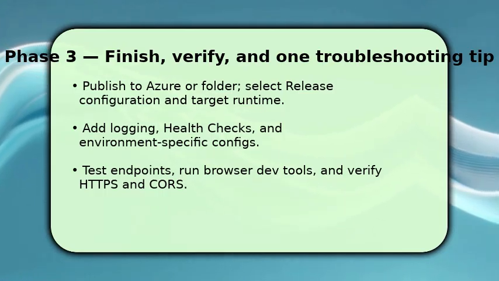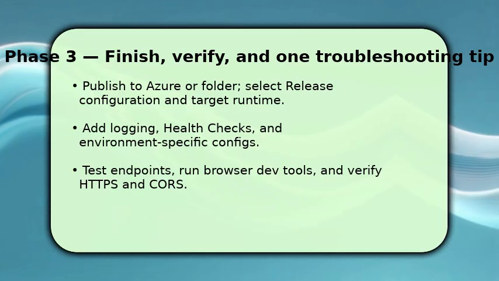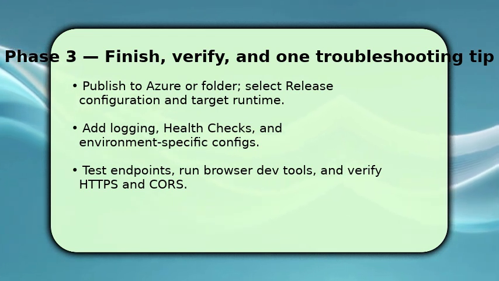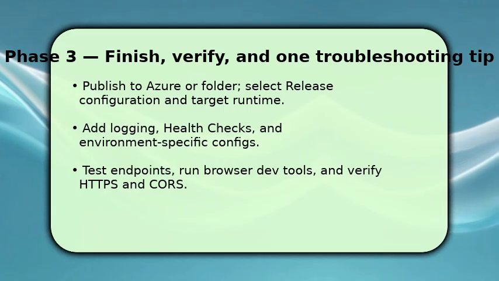If something breaks, check the output logs and enable detailed errors locally. Common fix: mismatched connection strings or missing migrations, so rollback or reapply migrations as needed.